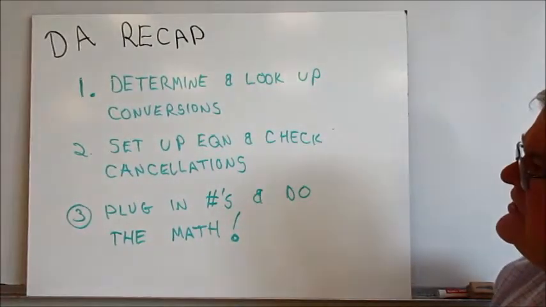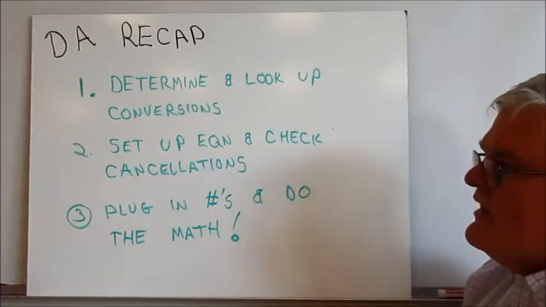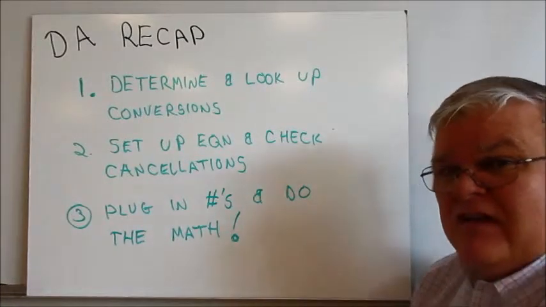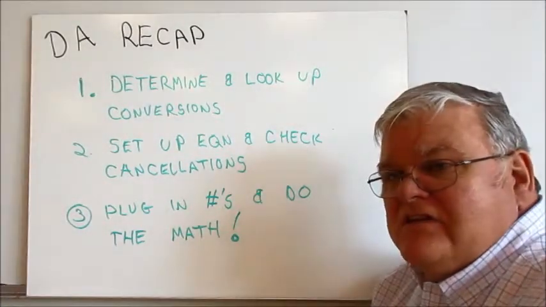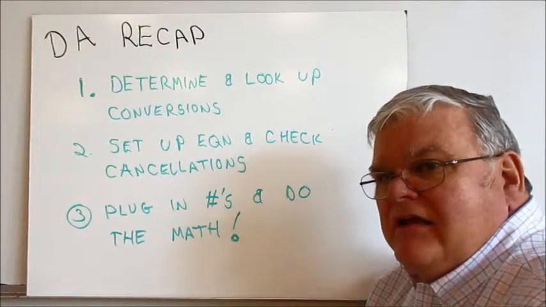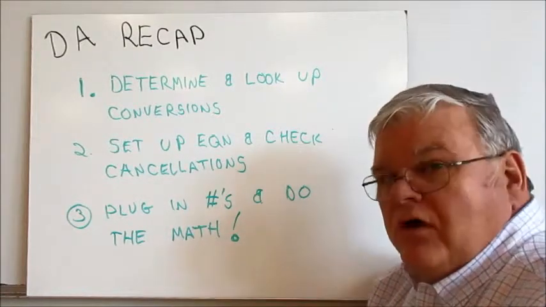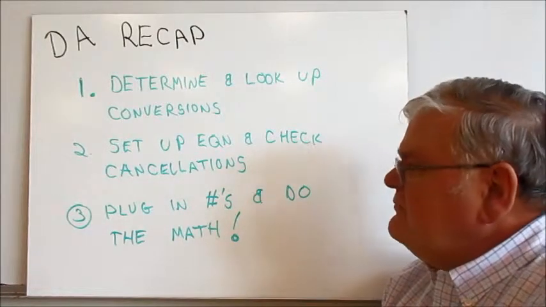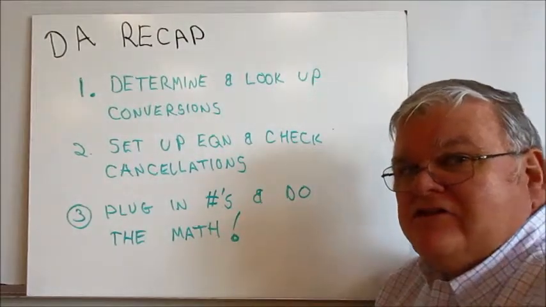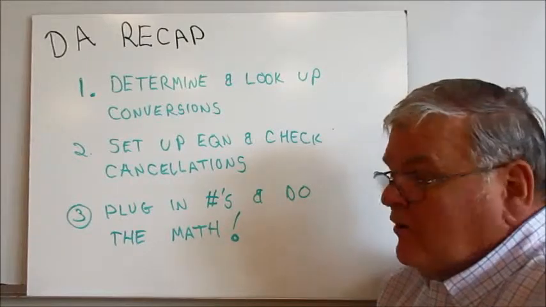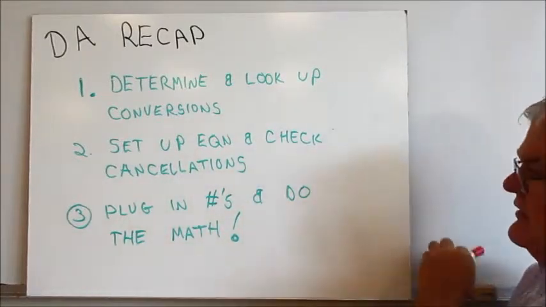Set up your equation and check your cancellations. Make sure you end up with the right units. The problem with a lot of these things is you'll think you have it set up right, but you'll have something flipped, and when you do the math, it doesn't work. Plug in the numbers and do the math. That's your last step. But there's always that other step you've got to remember.